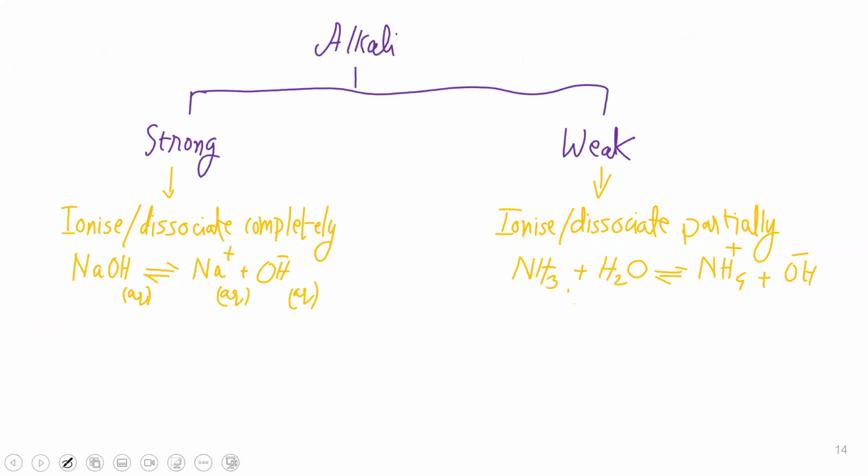For ammonia, it's a gas. For water, it is a liquid. Ammonium is aqueous, and OH is also aqueous. So those are the state symbols. Basically, that's the theory behind strong bases and strong acids: they ionize completely.